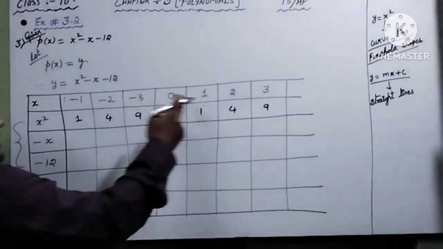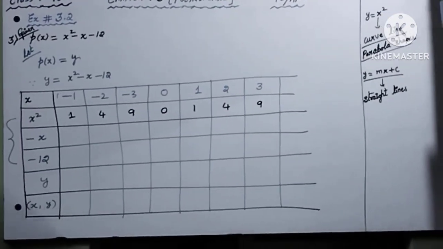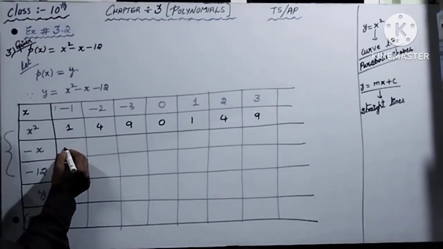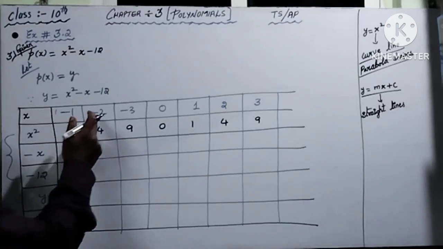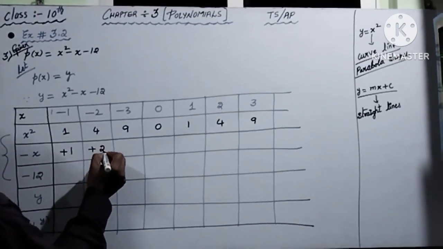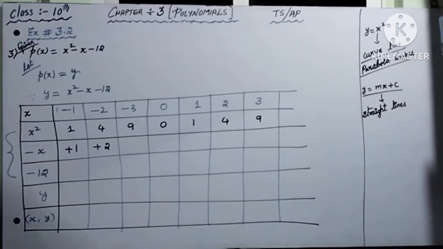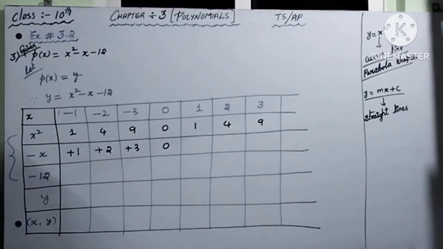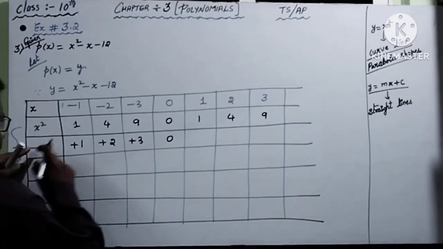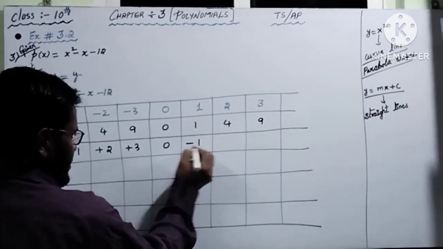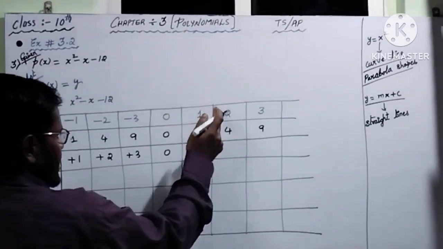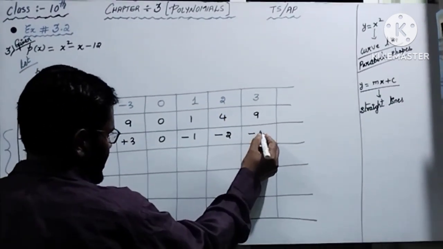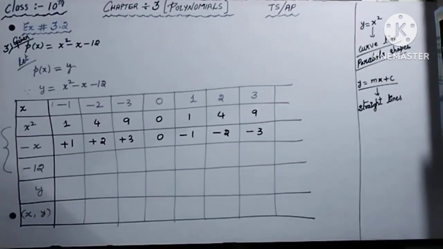Then next, see, minus x. The x values are here only. Do subtraction to these x values. Here we have minus, so minus into minus is plus 1, minus into minus is plus 2, then minus into minus is plus 3. Then 0, write as it is; 0 doesn't have any sign. The next one, minus into plus is minus 1, minus into plus is minus 2, minus into plus is minus 3. Any doubts up to here?